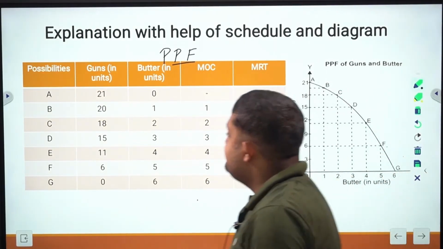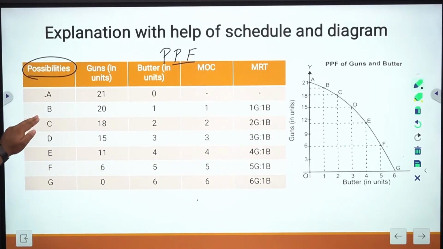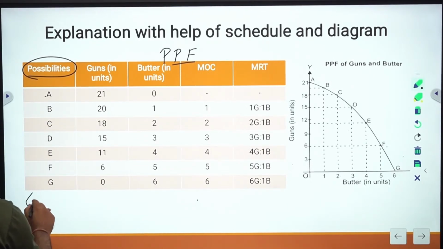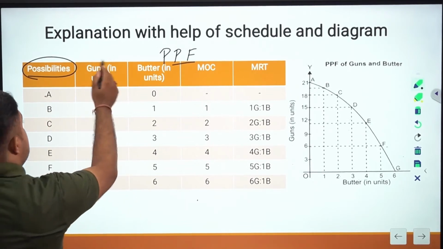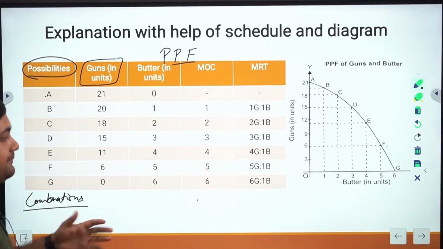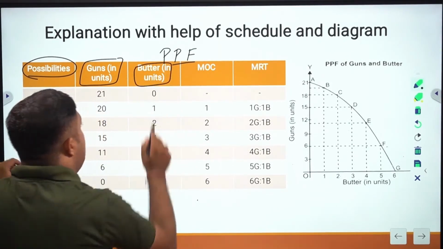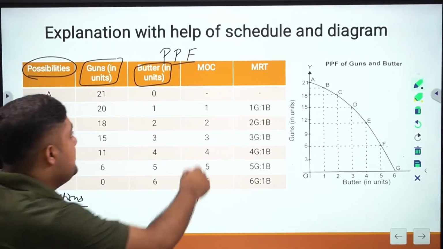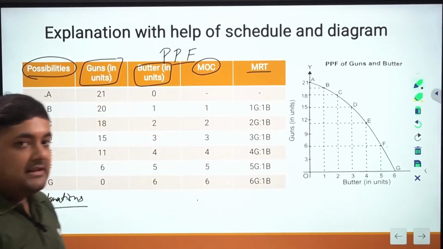Now here you see the possibilities. A, B, C, D, E, F, G are nothing but the combinations. Similarly, here this is our first commodity, guns, in units, and here it is butter in units. Here we have marginal opportunity cost and here marginal rate of transformation.